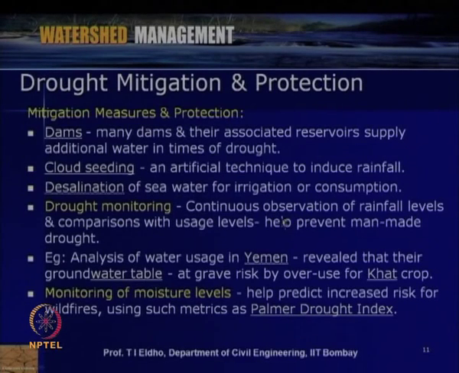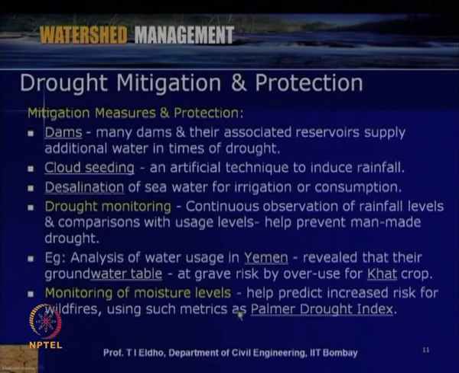Then drought monitoring. We have to monitor continuously the rainfall levels and compare them with the usage level, and see whether, with overuse or misuse, there is any possibility of man-made droughts. For example, in a Gulf country like Yemen, they are using groundwater for agriculture purposes. Due to the overuse, it has been observed that the groundwater tables are going drastically down, due to overuse for the cash crop. So we have to do appropriate interventions to protect the available groundwater resources and effectively utilize it.